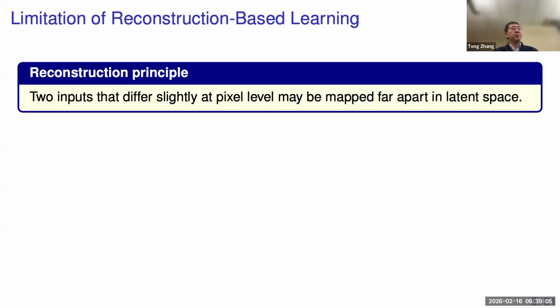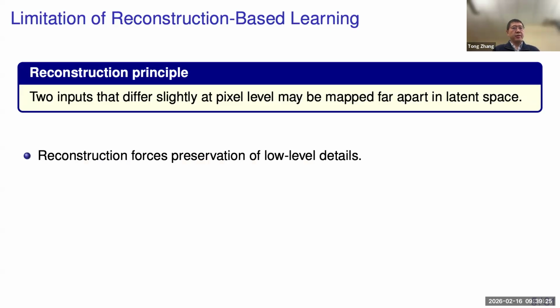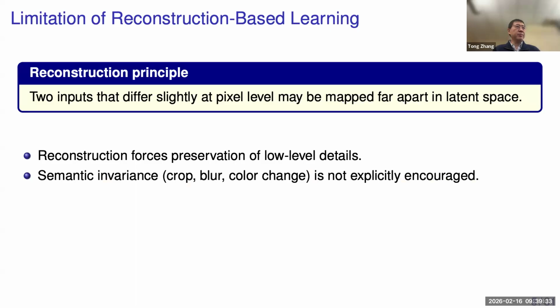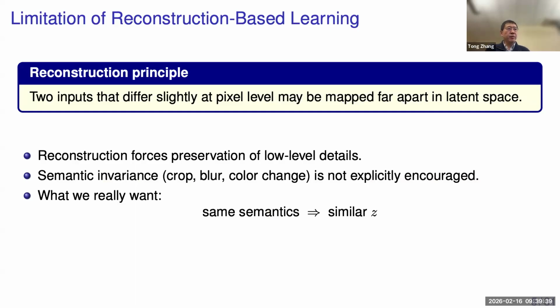We talk about how CNNs have this property, and usually they try to exploit it. But essentially, this kind of invariance says my semantics shouldn't change under a set of transformations. Reconstruction essentially forces some kind of low-level details, like texture and so on. And we really want the same semantics, like the shift example, with a similar embedding.